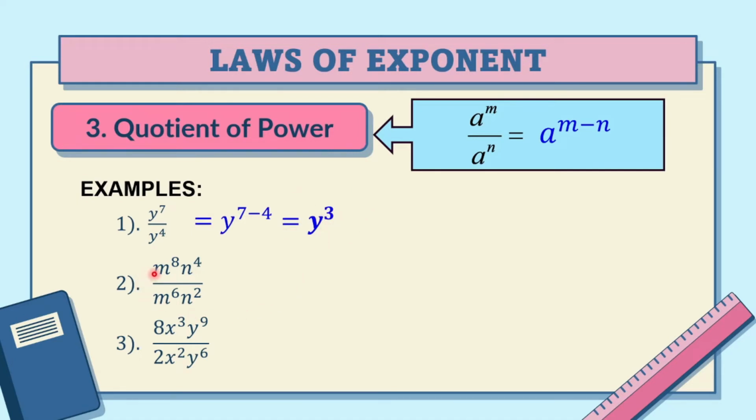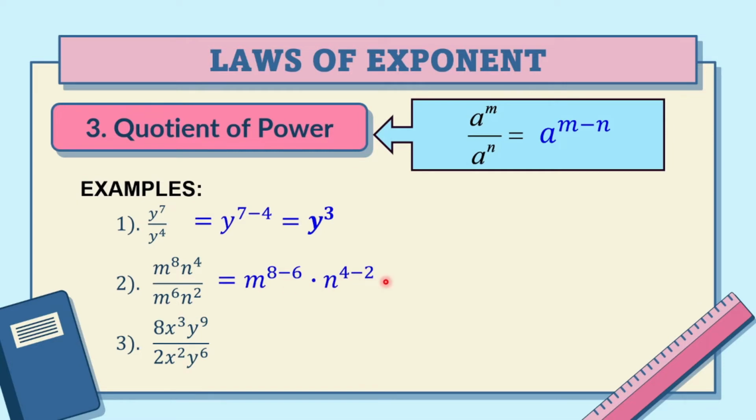Okay, so ito na yung final answer. Number 2, we have m raised to 8 n raised to 4 divided by m raised to 6 n squared. Okay? So, meron tayong dalawang variable na involved. Ang gagawin natin, combine natin yung mga magkakaparehas ang base. So, first, we have m. Ano ba yung mga exponent ni m? We have 8 and 6. So, subtract natin yan. Then, ganun din yung ating base na n, which is 4 minus 2.